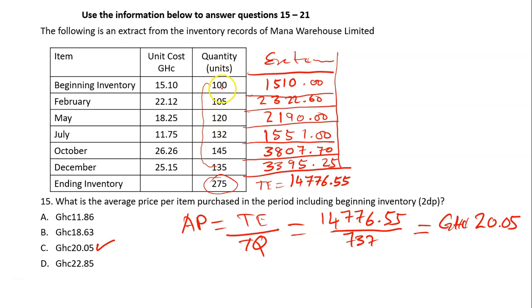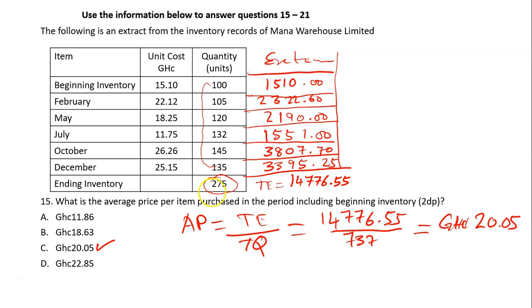This is the first to be in before February comes. February comes before May, and May also comes in before July. So we need to sell out the beginning, then later sell out the February, later sell out the May, going in that order. That's the meaning of first in, first out.